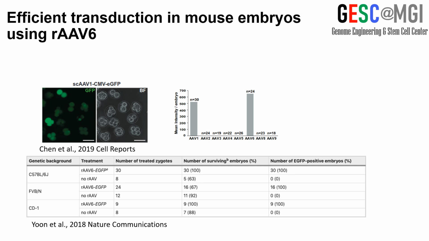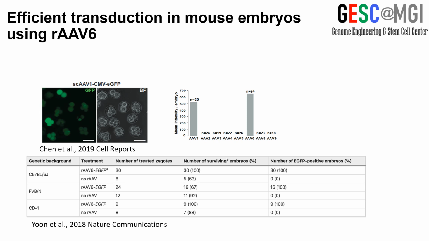Two studies came out around the same time. One was Chen et al. in 2019 from UC Berkeley, and the other Yoon et al. in 2018 from the University of Massachusetts. And they both showed that you can efficiently transduce mouse embryos with a particular serotype of AAV, AAV6. And serotype really just refers to the selectivity of certain viral capsids for some tissue types.